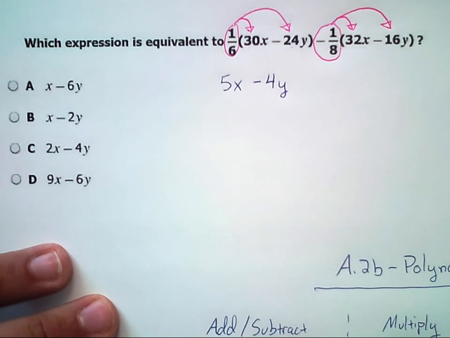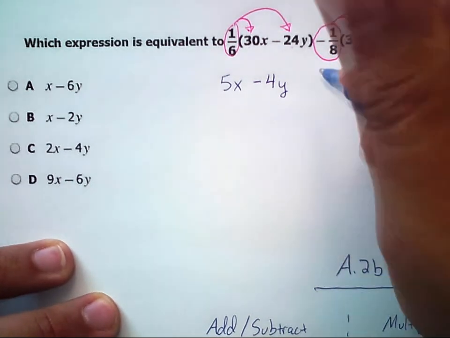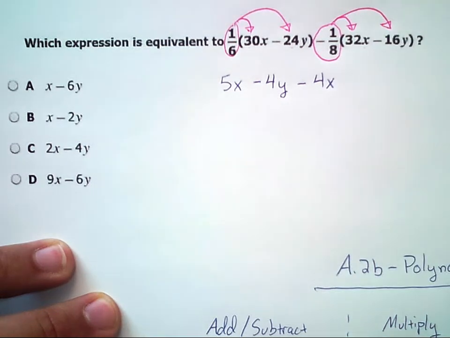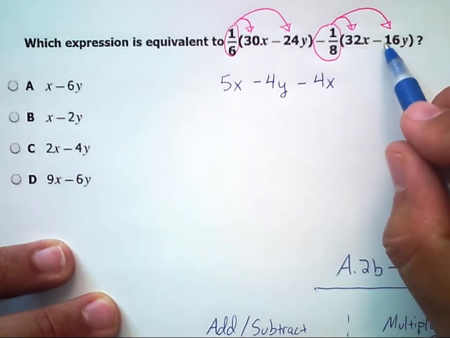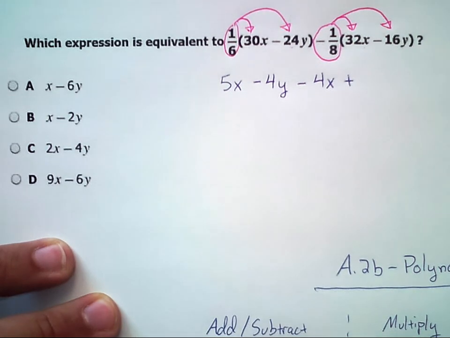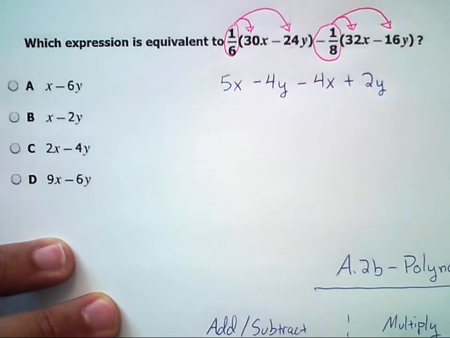So like I've been talking about, numbers are numbers. They never change. Over here, I'm going to do negative 1/8 times 32, which would become negative 4x. And then I'm going to do negative 1/8 times negative 16. A negative times a negative is positive, and 1/8 of 16 is 2. So there we go. Now we can combine some things.